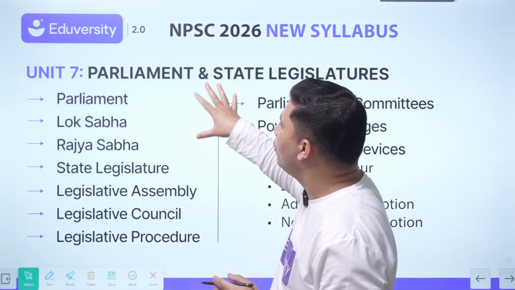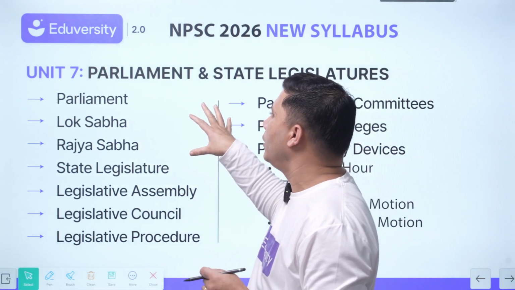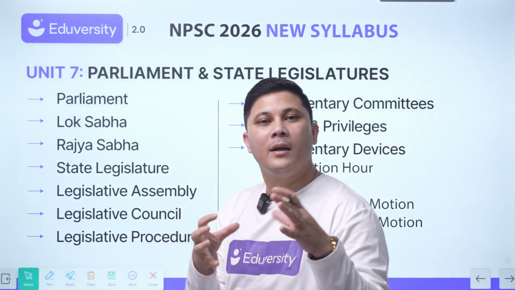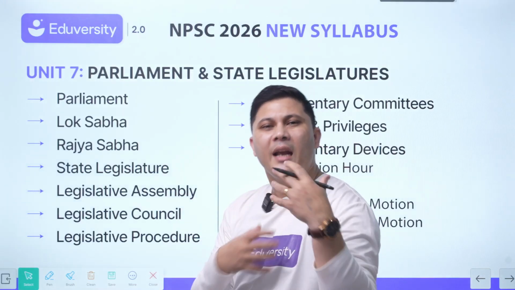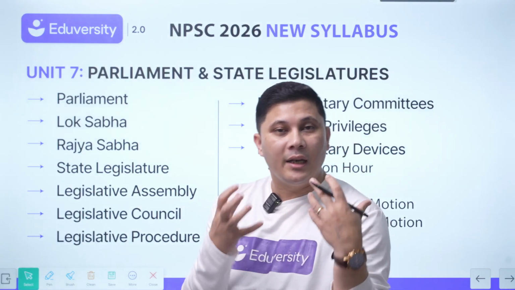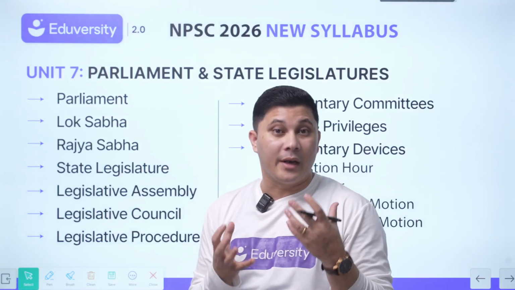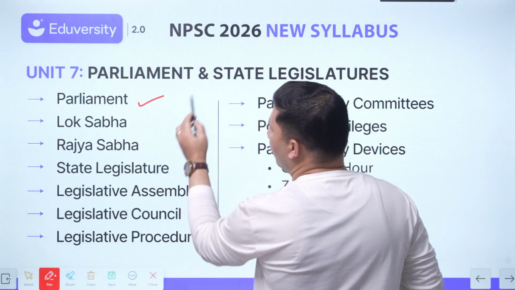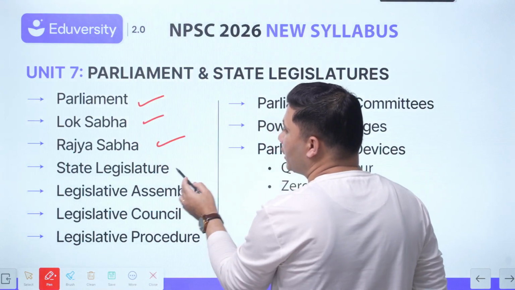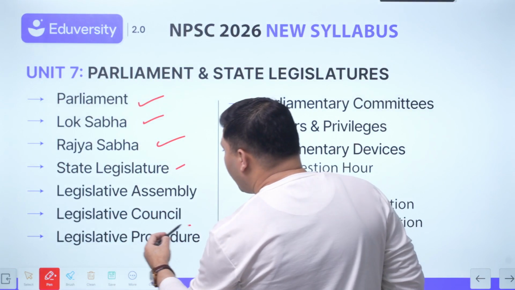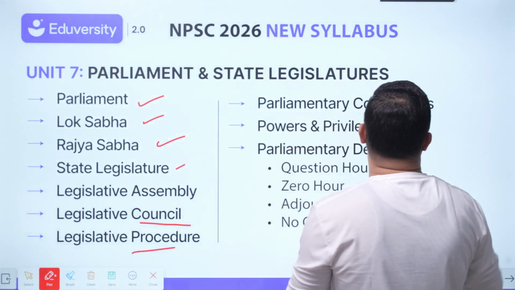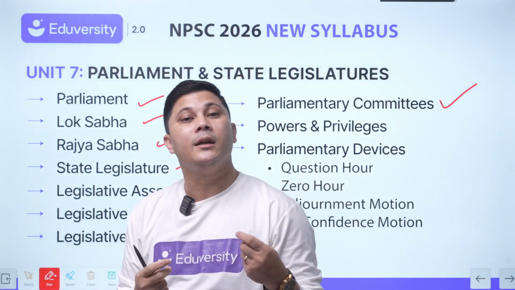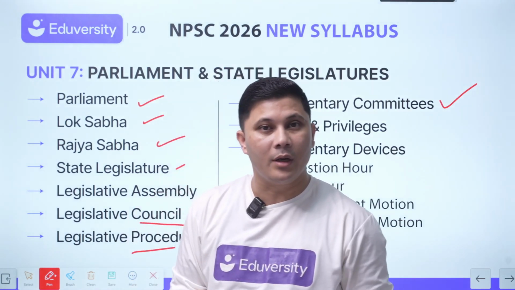These are not just a lesson where your factual information will be tested. Now in GS Paper 2, the analytical reasoning and analytical ability of an aspirant will be checked. So you have to study Parliament very well: Lok Sabha, Rajya Sabha, state legislature, legislative council, legislative procedures, parliamentary committees. You see, each year UPSC is asking questions on parliamentary committees.